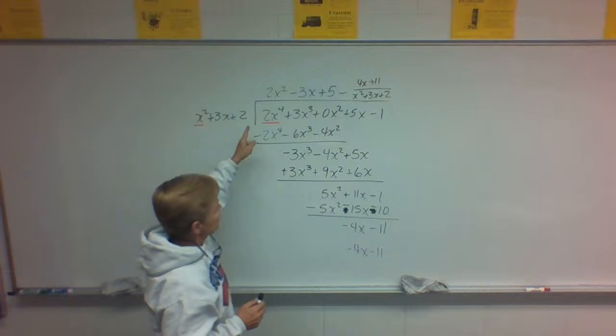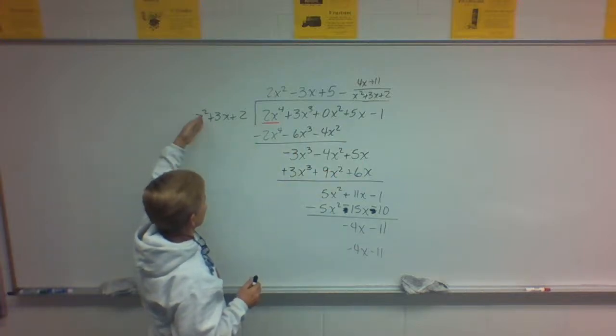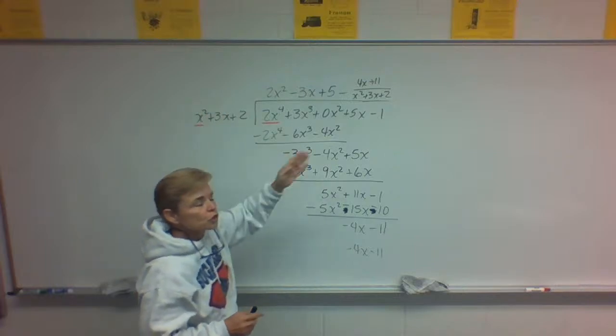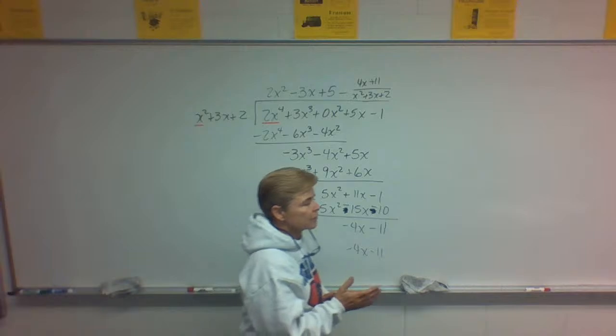So check the thing you're dividing and the thing you're dividing by, and both of them had better have powers that march right on down. And if they don't, you build in missing terms with a 0. So give it a try.